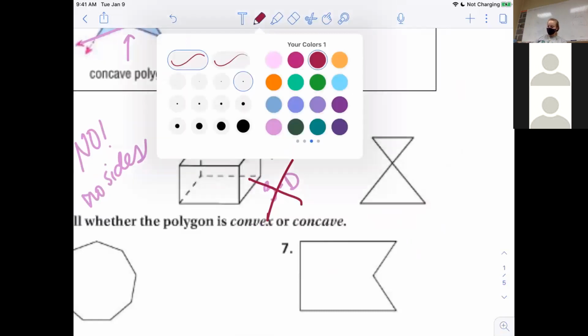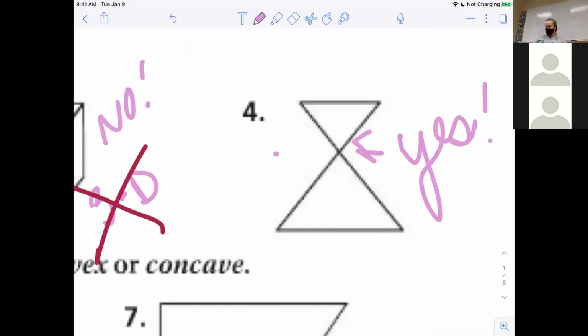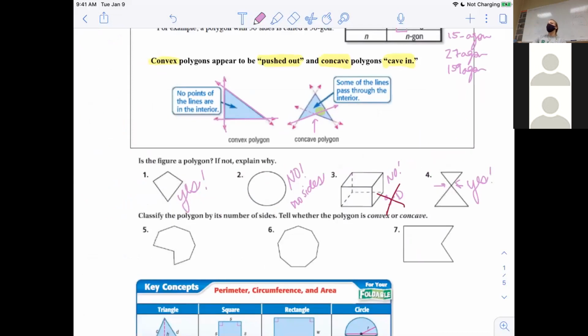I'm just kidding. For number 4, would that be a concave? It would be concave because it's kind of caved in right there. It looks kind of like 2 polygons all together, but at the end of the day, it's a shape with sides. So it's a many-sided shape and counts as a polygon. All right. What about number 5?